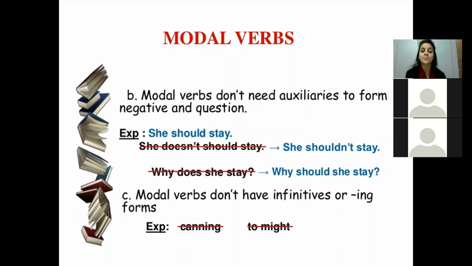You can see the example. She should stay. It is an affirmative sentence. So it did not require anything else except the modal. What is the modal? Should. And if we convert the same into the negative one, the example would be she should not stay. It would not be like she doesn't should stay. Modal comes all alone. And if we are converting the same into the interrogative one, why does she stay? No. The example would be, why should she stay?